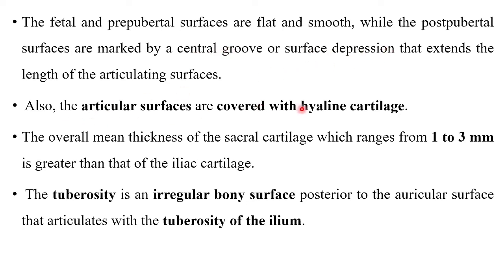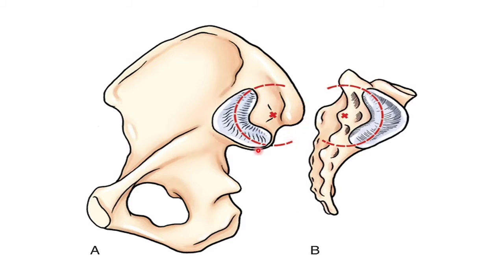Also, the articular surfaces are covered with hyaline cartilage. The overall mean thickness of the sacral cartilage, which ranges from 1 to 3 mm, is greater than that of the iliac cartilage. The tuberosity is an irregular bony surface posterior to the auricular surface that articulates with the tuberosity of the ilium. So this is the articular surface of the iliac bone and the articular surface of the sacral bone. These both articular surfaces will articulate to form the sacroiliac joints.